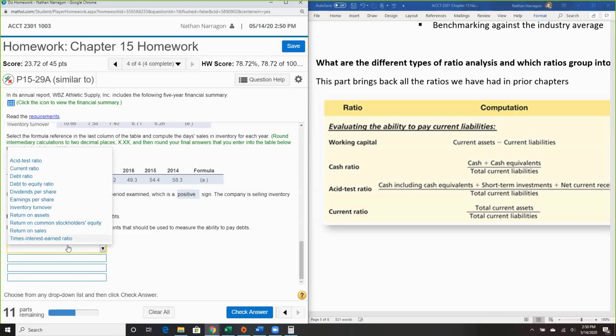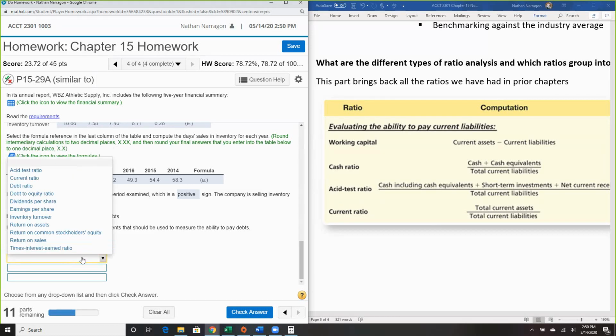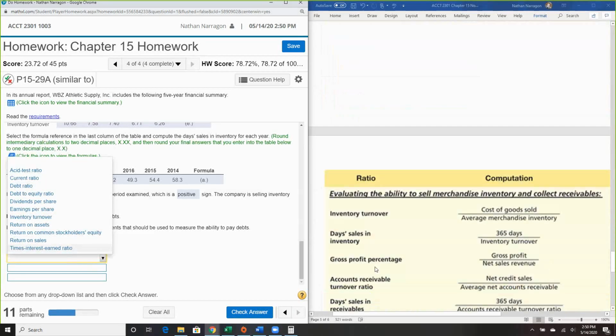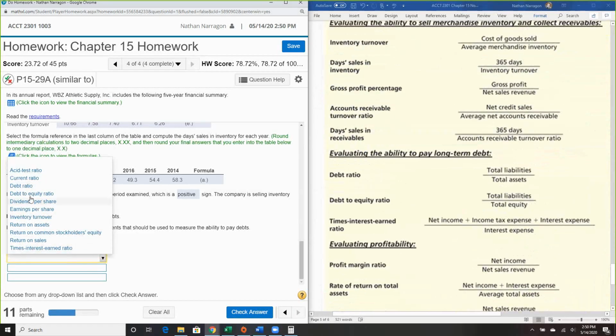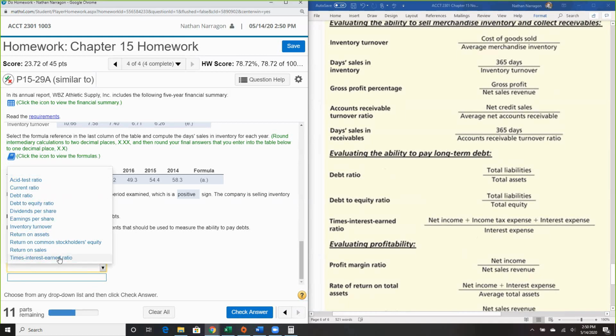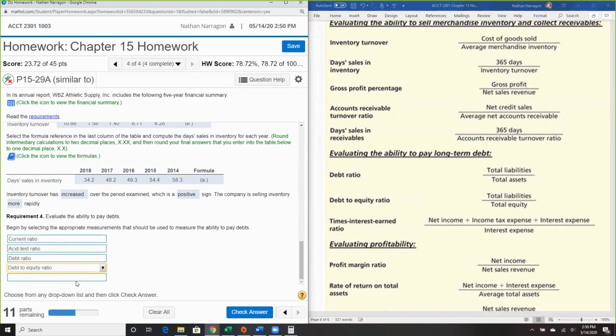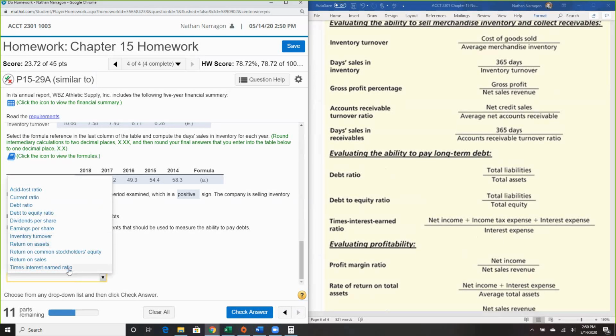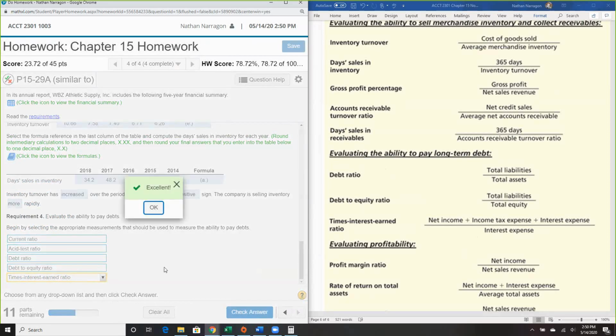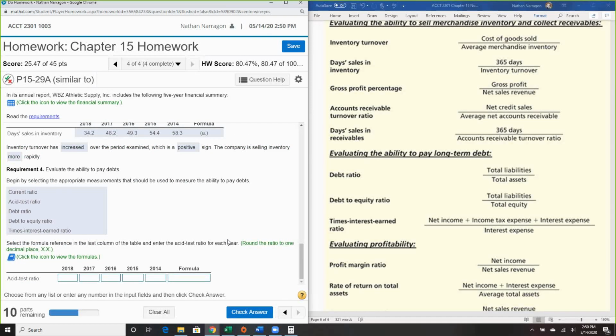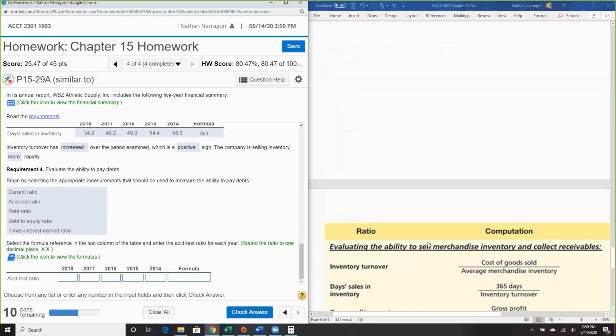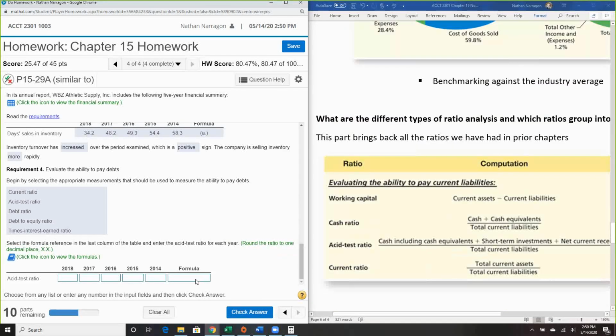There is no cash, so we're not looking at that. Asset test ratio. Working capital, we do not have that. So now we look at this one. We have debt ratio. There's the debt to equity. And last one, times interest earned ratio. Okay. So asset test was a long one.